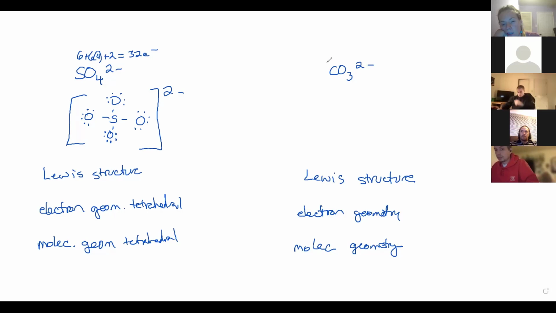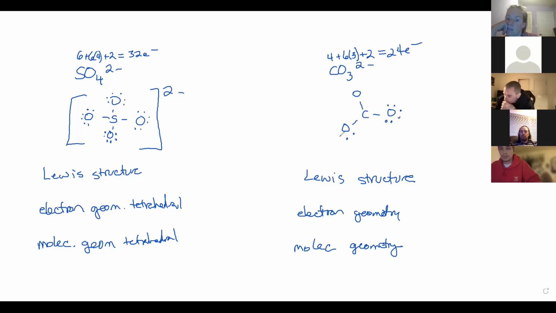So same thing for CO3 with a 2- charge. All right. Carbon is in column 4, so 4 valence electrons, plus oxygen, which is 6 times 3, minus 2 means we add 2. So 18, 20, so 24 electrons to play around with. I'm going to put carbon in the center and the oxygens on the sides. Stick it together. Make the outer guys happy. So oxygen wants an additional 6 to get the 8. Same thing with this one, this one.